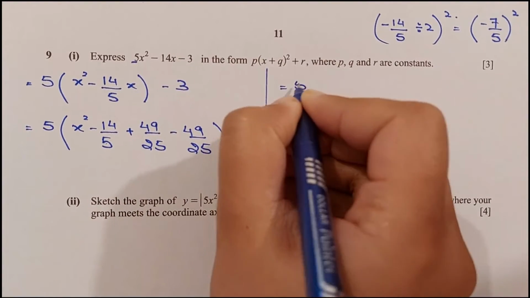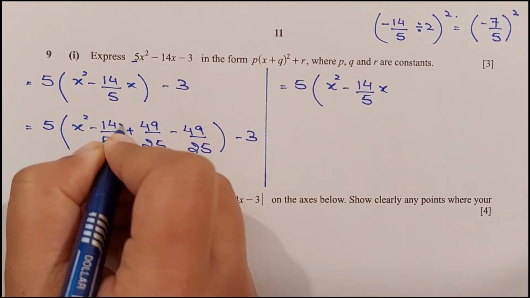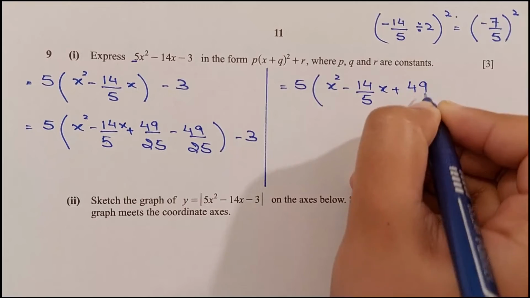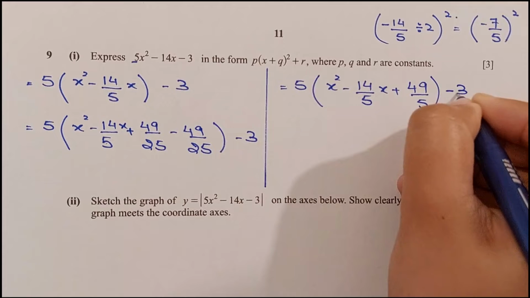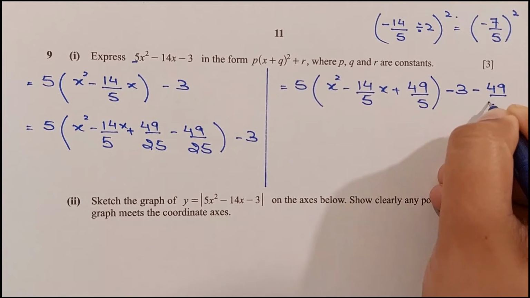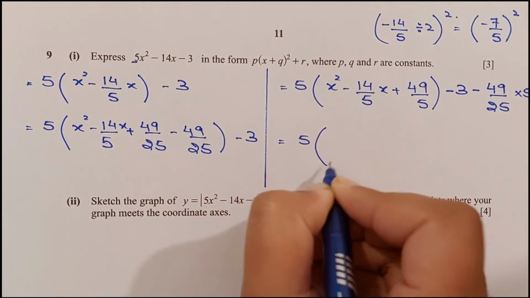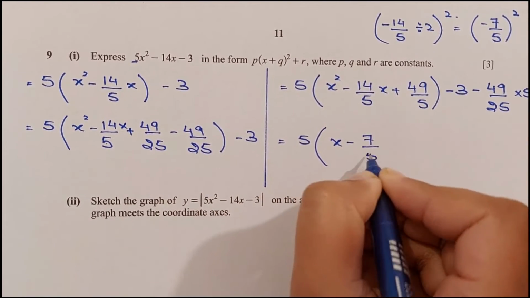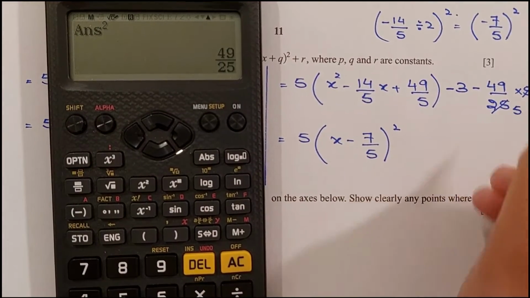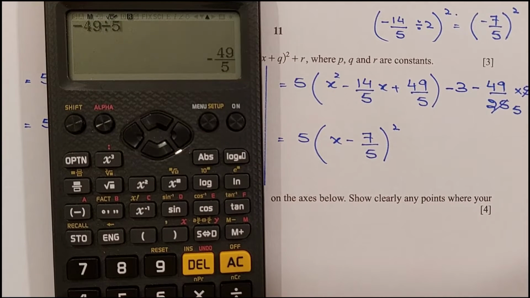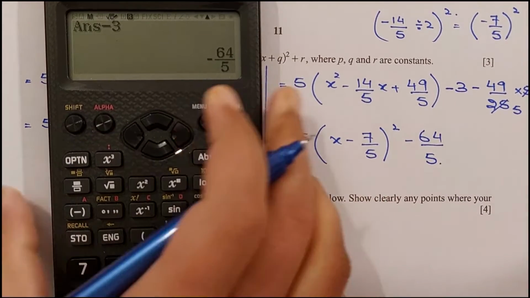Now what we have to do, we need to take this outside. So we have 5 times x square minus 14 by 5 x plus 49 by 25. The plus term is inside, and take the negative term outside, minus 3, and minus 49 by 25 times 5, right? So close the bracket. So we have 5 times x minus 7 by 5 whole square, and this is 5 times 5 is 25, minus 49 divided by 5, and minus 3, giving minus 64 by 5. This is the vertex form.